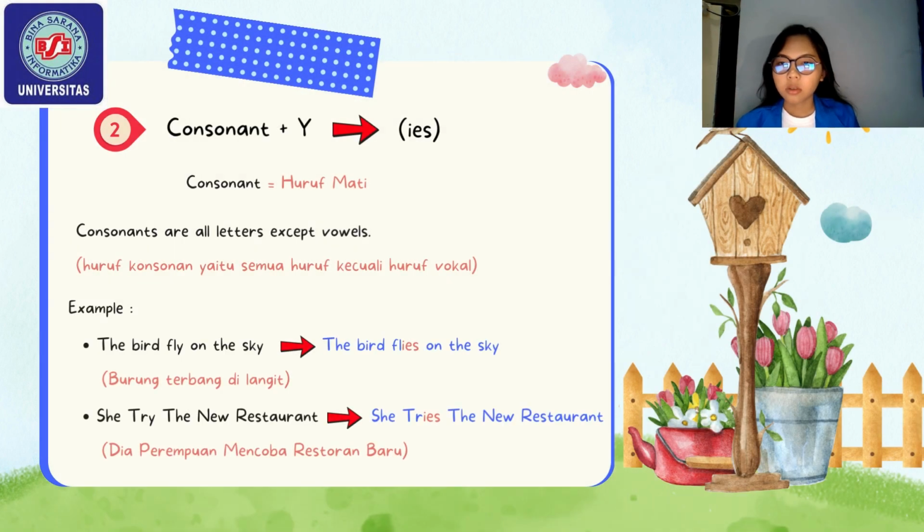Number 2 is consonant plus y. Y must be changed to ies. Consonants are all letters except vowels. For example, number 1, the bird fly on the sky. Then it becomes the bird flies on the sky. Number 2, she try the new restaurant. Then it becomes she tries the new restaurant.